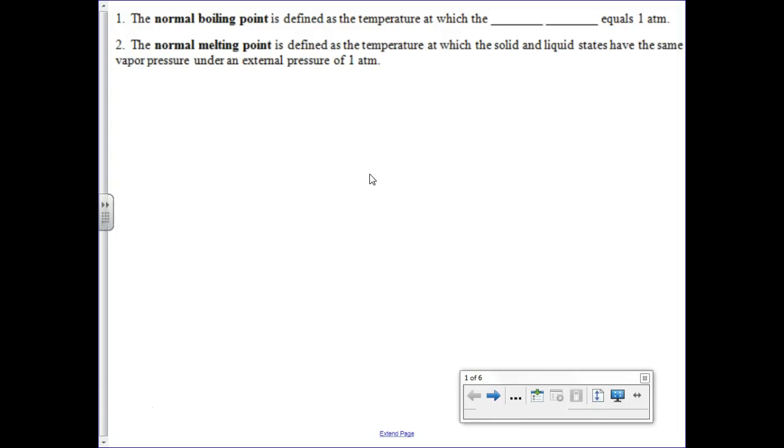Okay, so boiling point is defined as the point where vapor pressure of the substance and atmospheric pressure are equivalent. When those two are equal, your substance will start to boil. Okay, so the blanks here are for vapor pressure.